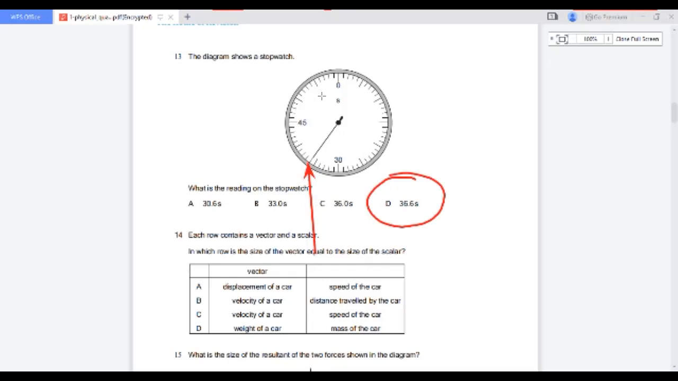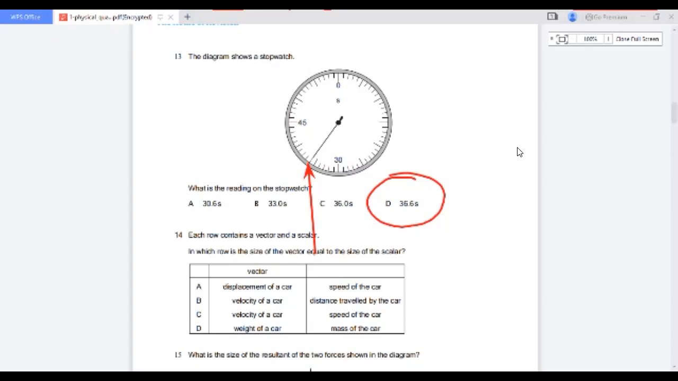Now number 14, each row contains a vector and a scalar quantity. In which row is the size of the vector equal to the size of the scalar quantity? Displacement of the car and speed of the car, velocity of the car and distance traveled, weight of the car and mass of the car. So, displacement of the car and speed of the car.